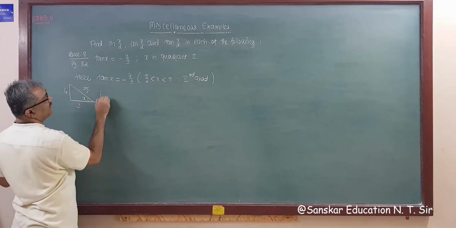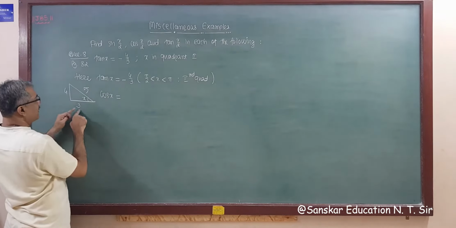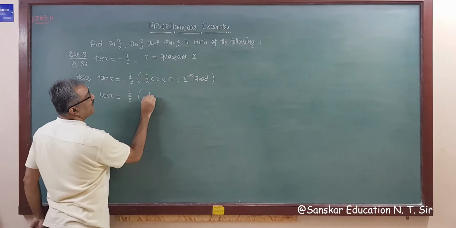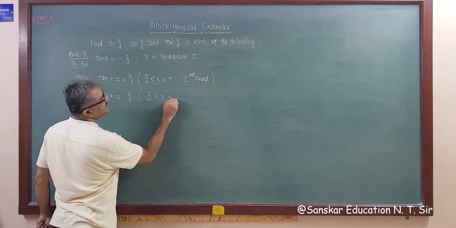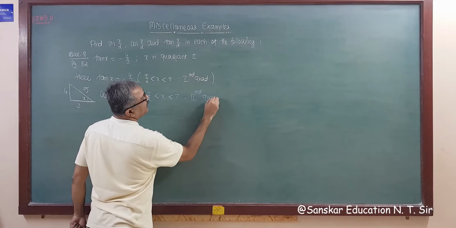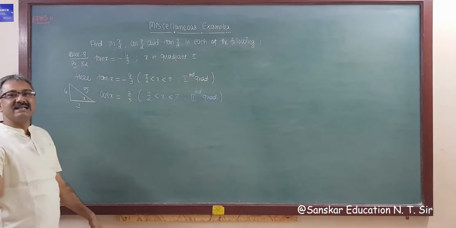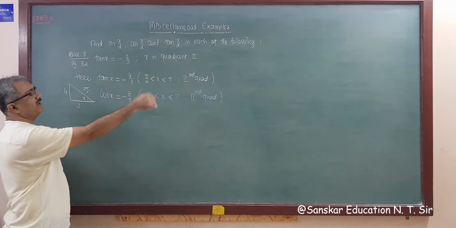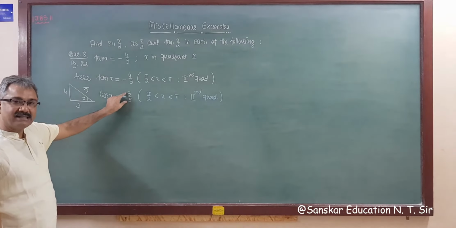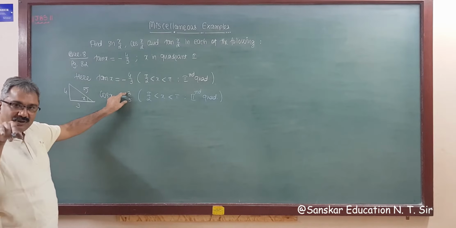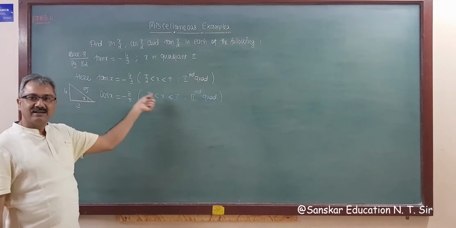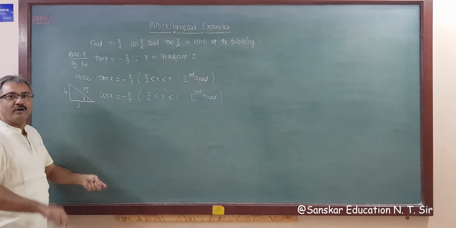So from this right angle triangle, cos x is 3 by 5. But this is important: pi by 2 is less than x is less than pi. That is second quadrant, and in second quadrant you know cos is negative. So I am taking the negative sign. These quantities are the lengths of the sides of the triangle, and this minus sign is for your theta, that is x.